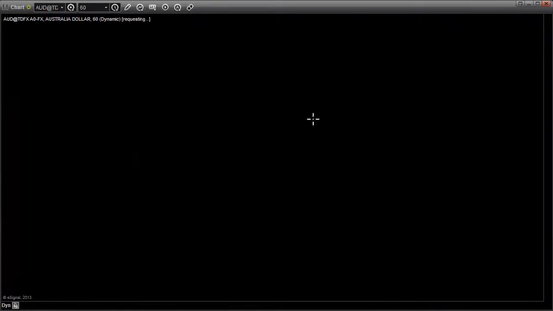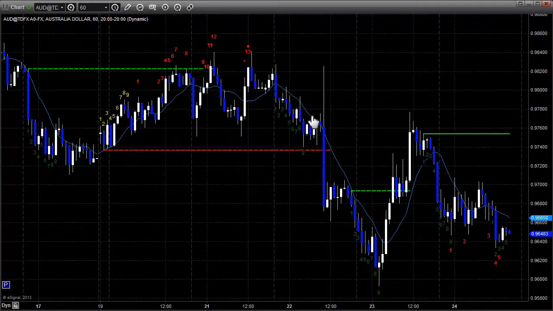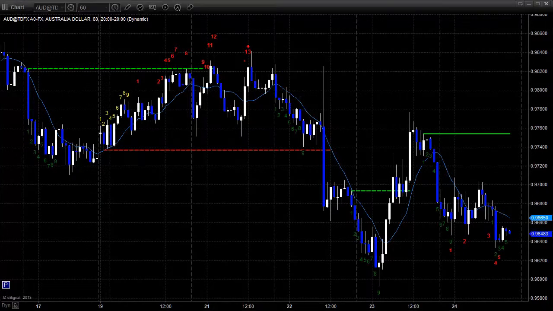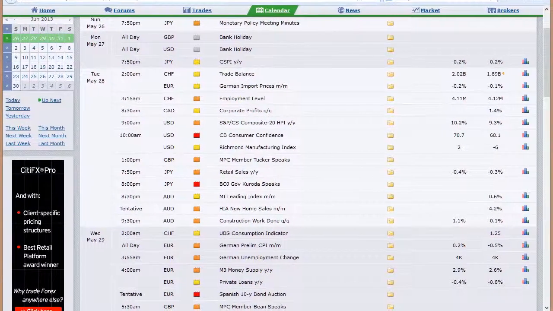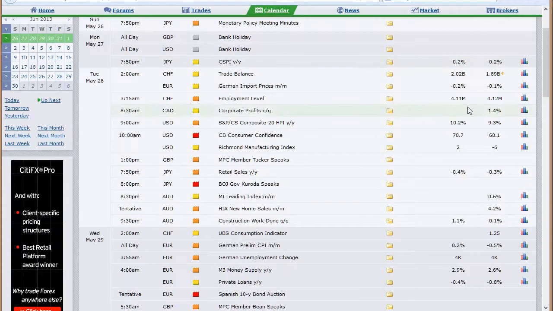Here's a look at the Aussie, just to give you an idea. This one had about 200 pips of range as well, and you'll see the 13 sell signal on the seeker midweek was basically the high of the week, so that's pretty interesting by itself. So let's move on and take a look at the economic data that's due this coming week and get an idea of what we can be expecting to have to dodge.